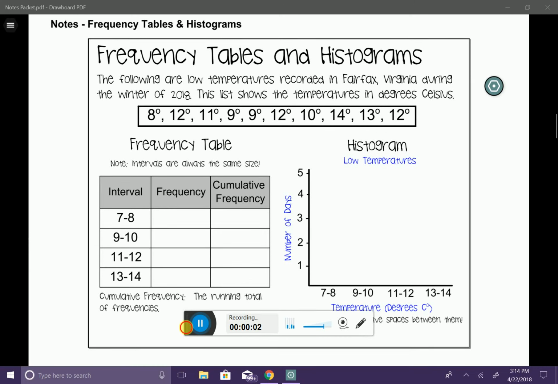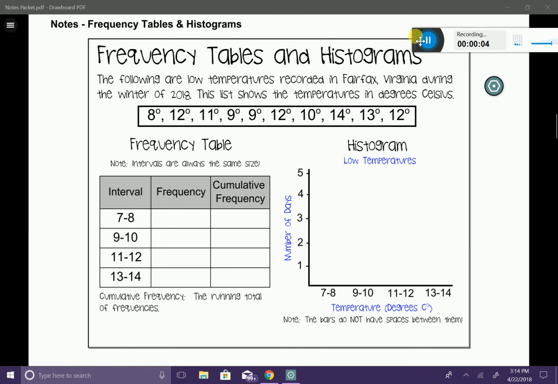In this lesson today, we're going to talk about frequency tables and histograms. Okay, let's go ahead and look at this first example of a frequency table and histogram. And the first thing to really know about these two types of graphs is that they work together.